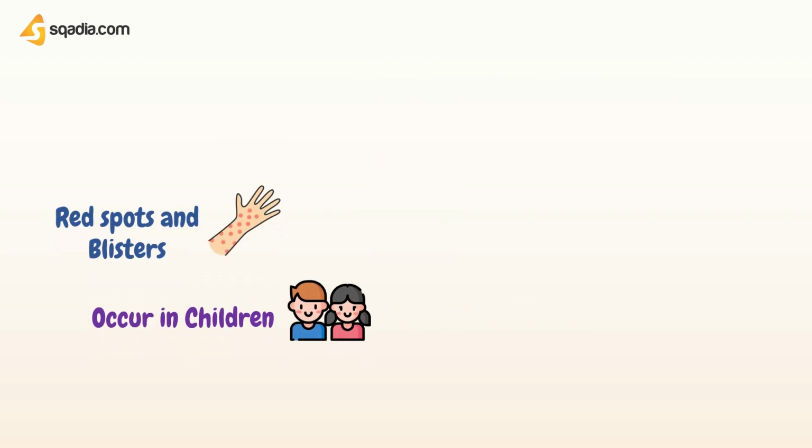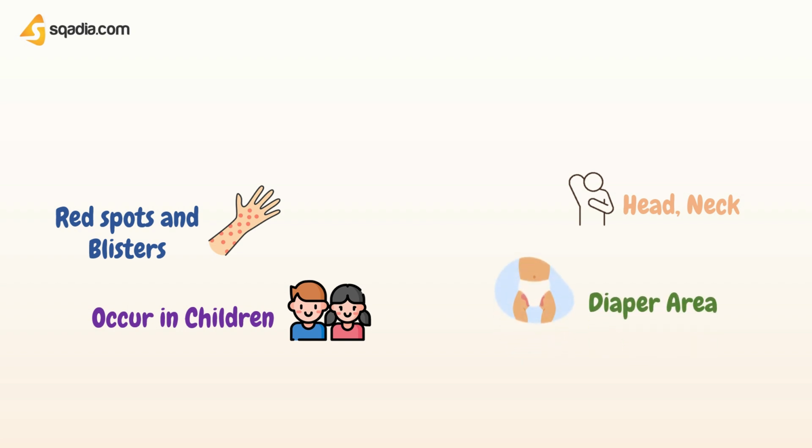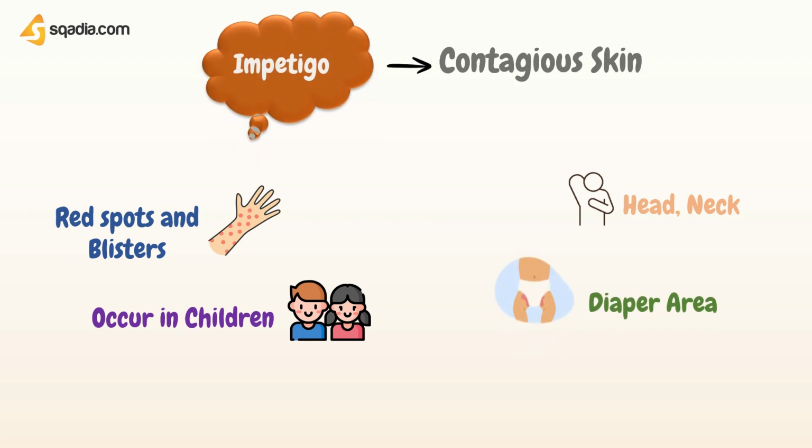What if your patient is having red spots and blisters that blend together to form a honey-colored crust? It occurs in children, most often on the head, neck, and diaper area. Then these symptoms might be caused by impetigo, which is a contagious skin disease caused by bacteria.